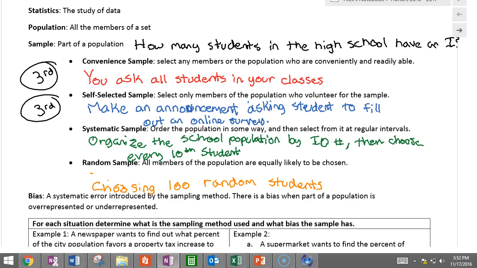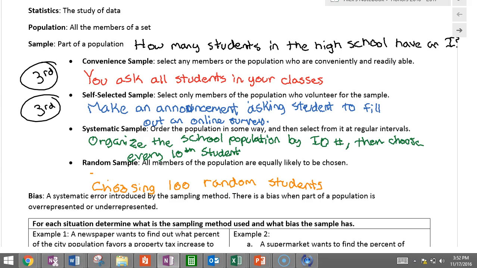Right? If you're an honors kid and if you're in all honors classes, and you only are asking other people in honors classes, well, students in honors classes are less likely to have an I, most likely. So that's going to change your data. Okay. Making an announcement, asking students to fill out an online survey, right?